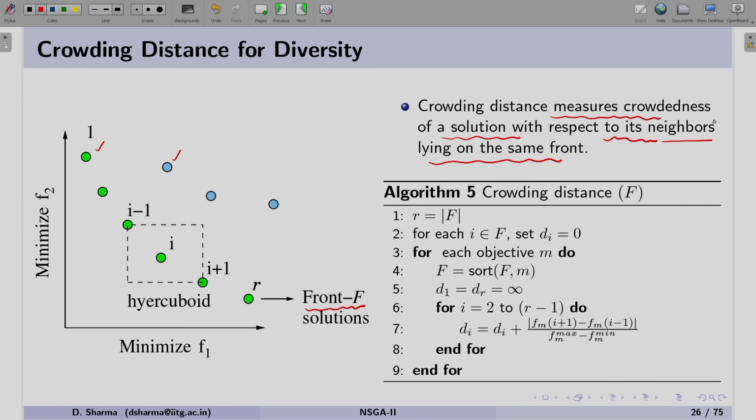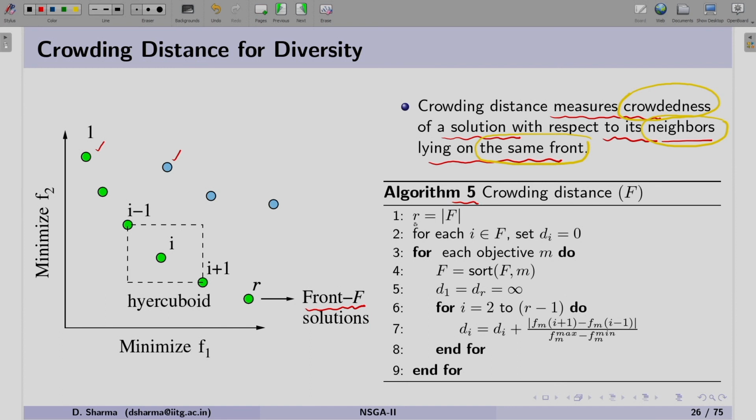So, in this particular statement, there are two important points. First, we will be looking for the neighbors, and those neighbors should lie on the same front. And once we identify them, only then can we measure the crowdedness of each solution lying in the same front. So, Algorithm 5 is given for the crowding distance. Let us see how we calculate.